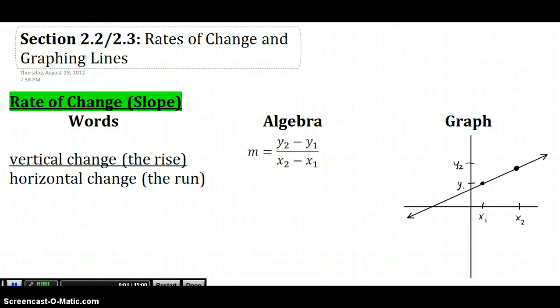Sections 2.2 and 2.3 are about rates of change and a little bit of graphing lines. First, I want to talk about rate of change, and rate of change is slope. I'm going to be referring to it more as rate of change rather than slope because the problems we're going to work with are about rates of change, so that's what I'm going to call them.